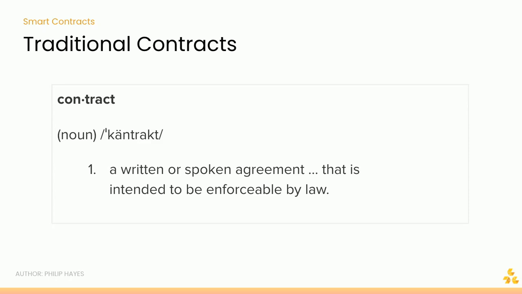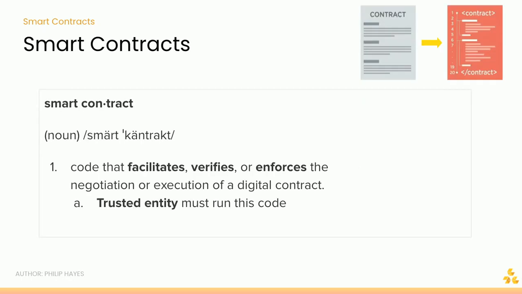So someone said, when I asked what's a smart contract, someone said a promise. So that relates back to exactly what a traditional contract is, which is a written or spoken agreement that is intended to be enforceable by law. So generally a contract is two people make a promise to each other and it's binding. A smart contract is code that facilitates, verifies, or enforces the negotiation or execution of a digital contract.